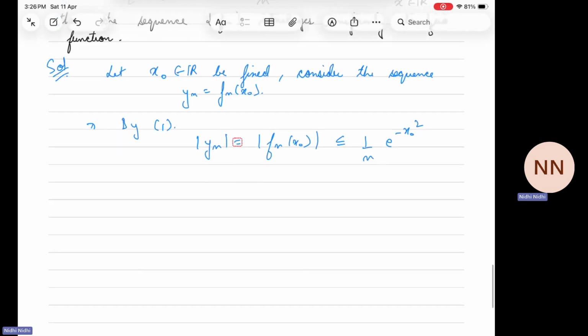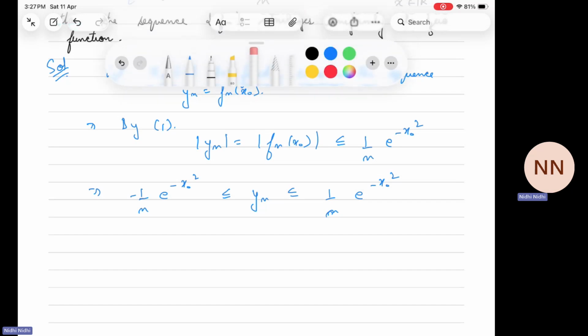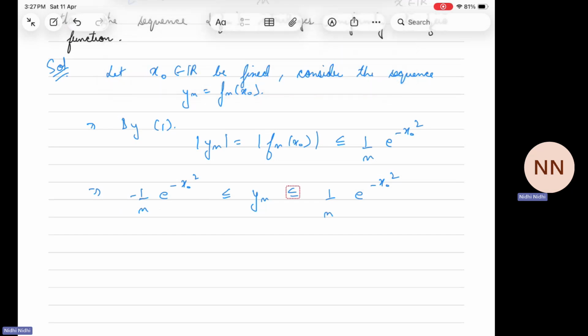So that means -(1/n) e^(-x_0^2) is less than or equal to y_n, which is less than or equal to (1/n) e^(-x_0^2). Now e^(-x_0^2) is just a constant and it is being multiplied by 1/n. So we all know that the sequence 1/n converges to 0 as n tends to infinity. So now we'll be using the sandwich theorem.